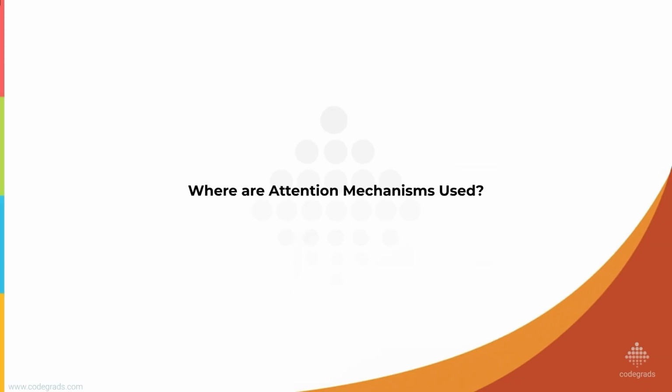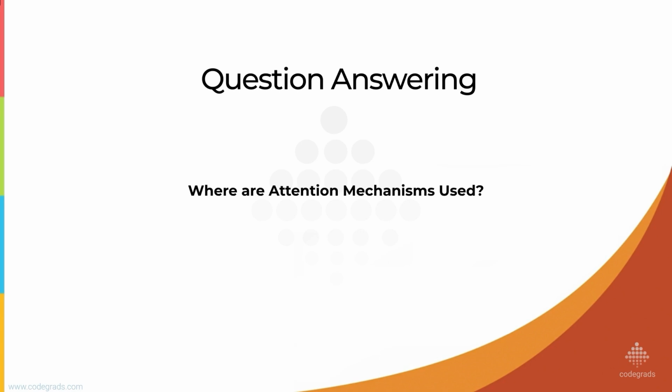Machine translation. This was the birthplace of attention, allowing models to align words accurately between languages. Text summarization. As we discussed, picking out the crucial sentences from long documents. Question answering. Finding the exact snippet of text in a large document that answers a user's question.